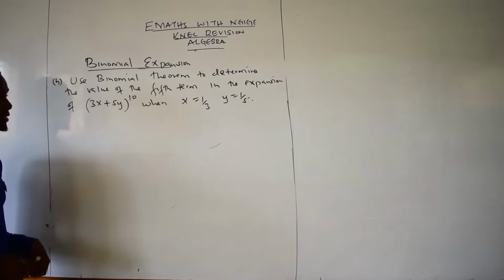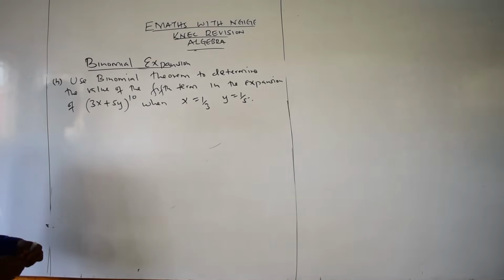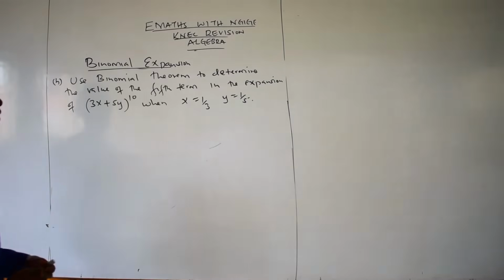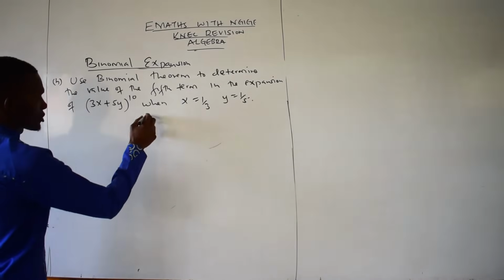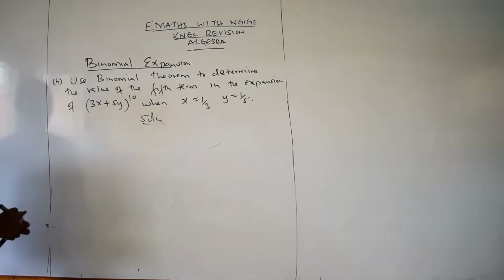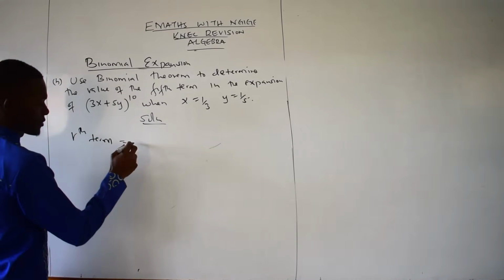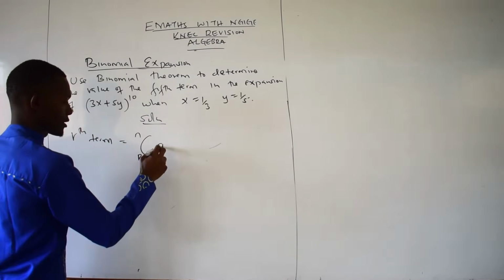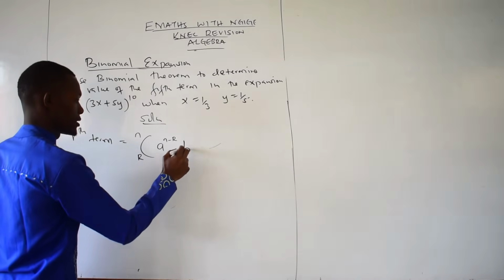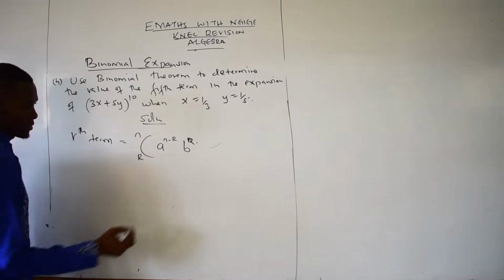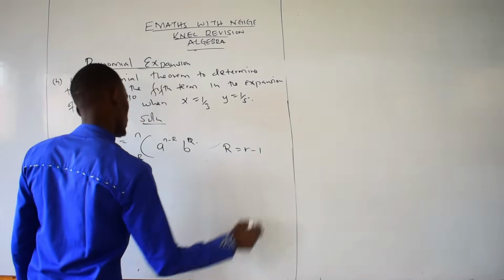We check the solution for this. Use binomial theorem to determine the value of the fifth term in the expansion of 3x plus 5y power 10 when x is 1 over 3 and y is given as 1 over 5. So solution we shall have. So we know the r-th term is given by C(n, r) a^(n minus r) b^r, where r is given by r minus 1.